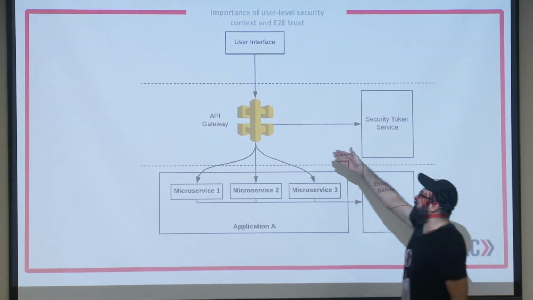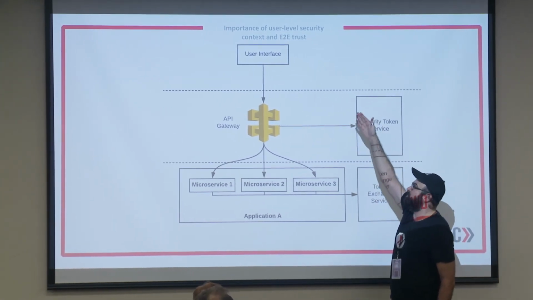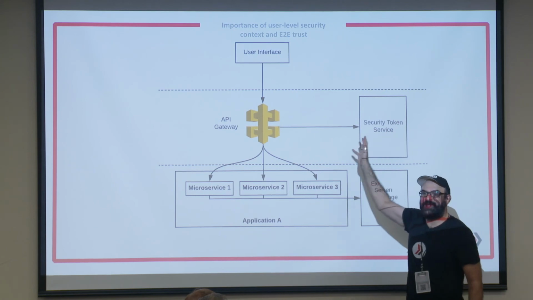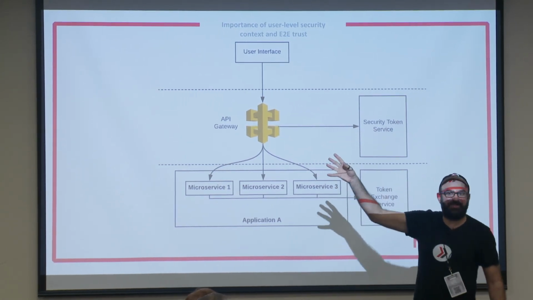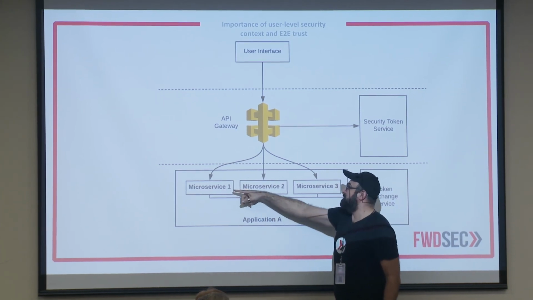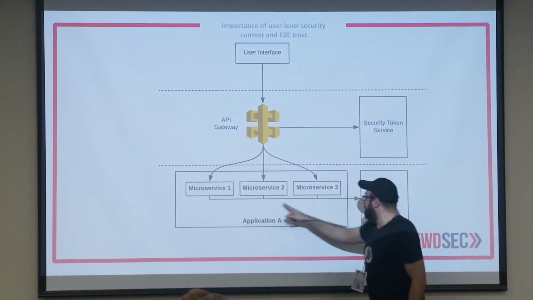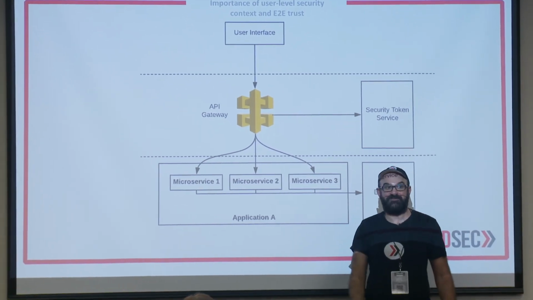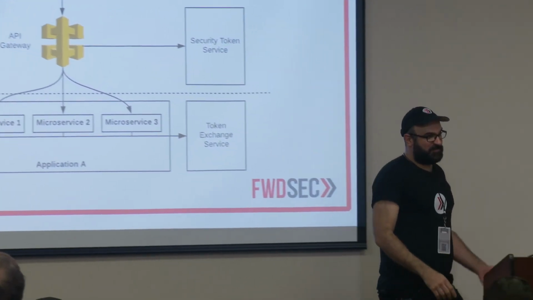So you have your API gateway, you have your user interface, the user makes the call. Here you would go into your security token service or your identity access management, you do the heavy authentication, you get that initial token, you go to microservice 1. When microservice 1 needs to talk to microservice 2, it can go to the token exchange service and get a new token and come back and fire it off at microservice 2. That's for that architecture.